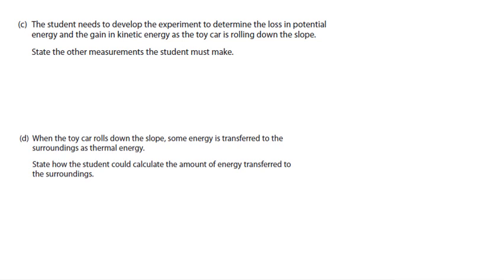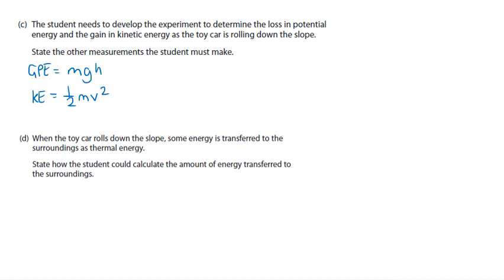Part C. The student needs to develop the experiment to determine the loss in potential energy and the gain in kinetic energy as the toy car is rolling down the slope. State the other measurements the student must make. Well, if they're going to calculate these quantities, then we need to know what the equations are for those. So GPE is equal to mgh, and kinetic energy is half mv squared.